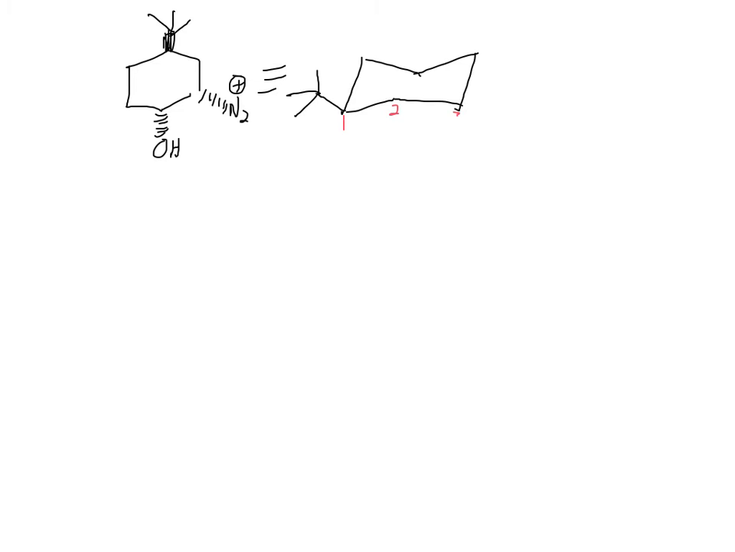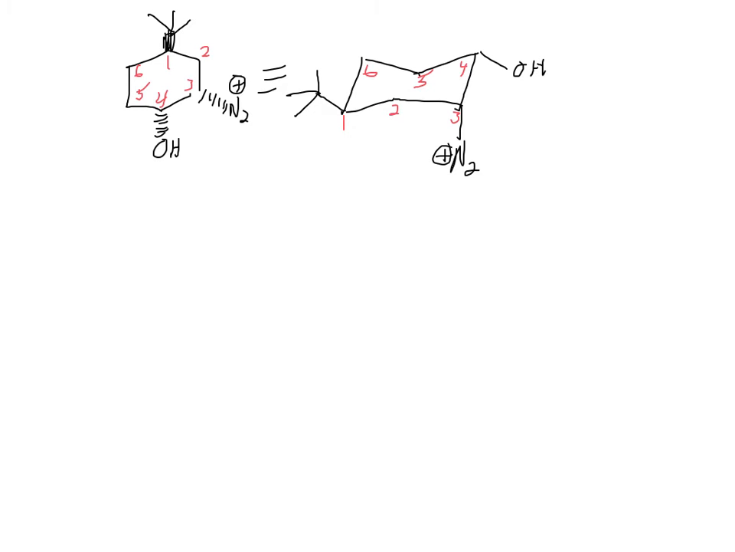1, 2, 3, 4, 5, 6. Okay, so let's see. Tert butyl's up. That means N2 needs to be down, so that's going to be axial in this case. The OH also needs to be down, so that's going to be on carbon 4. That can be axial or equatorial. On carbon 4? Equatorial. Good.